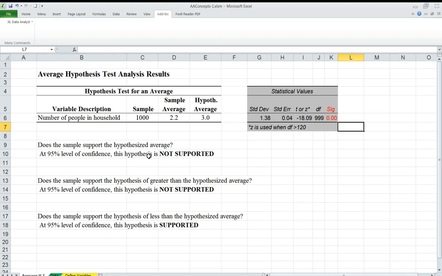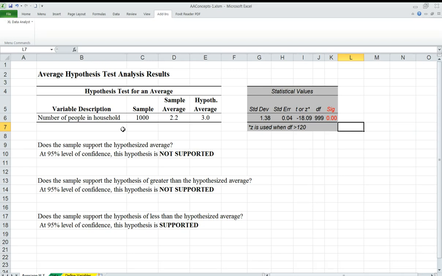Let's use just the result from the first hypothesis to see if we can determine the direction of the relationship. Again, the significance level is less than 0.05. We reject the null hypothesis for being equal to 3, which means that the number of people in the household actually is different from 3.